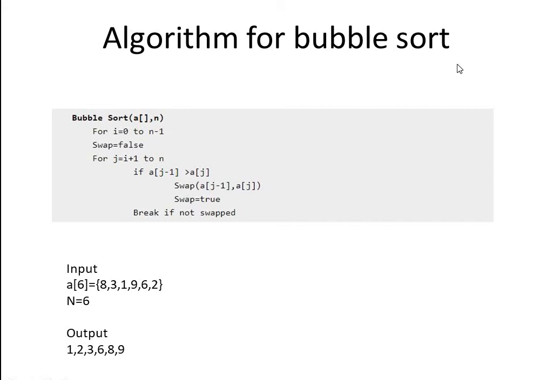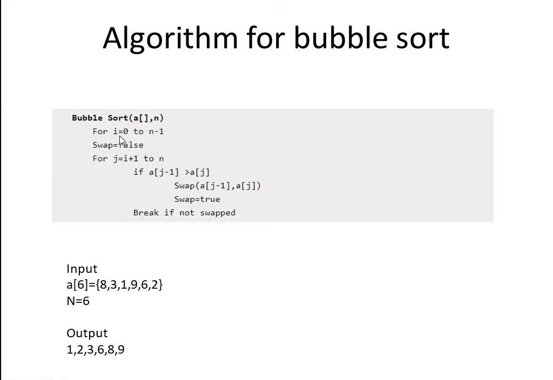Algorithm for bubble sort. In the bubble sort algorithm, we are giving input as the array and n, the number of elements. Array is the array in which the elements that should be sorted are there. Initially we start with the for loop for i equal to 0 to n minus 1.